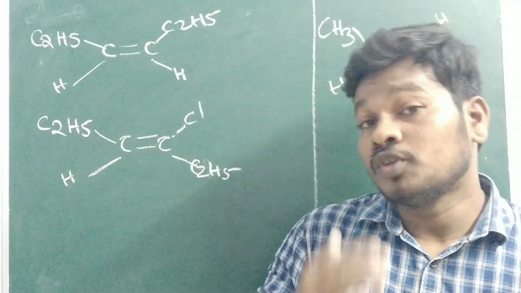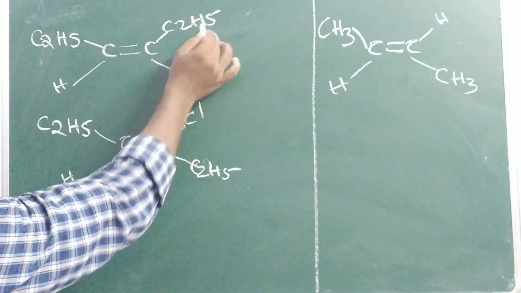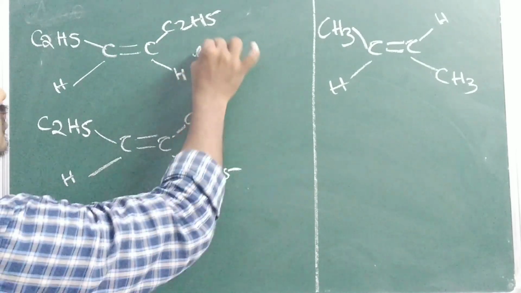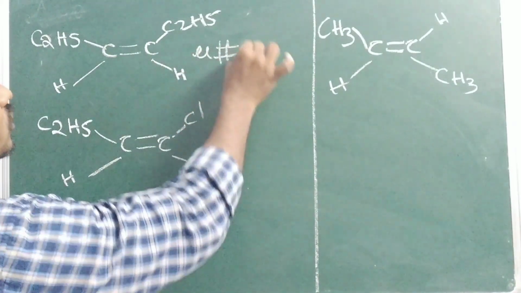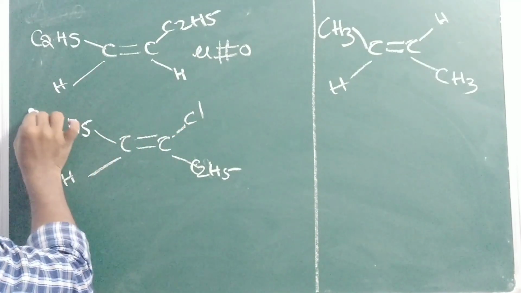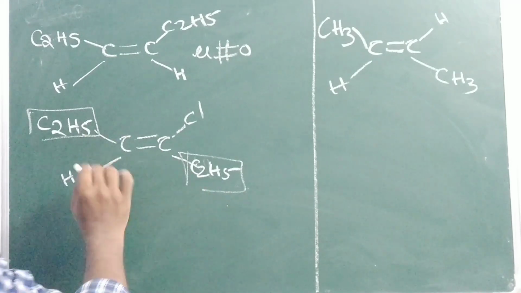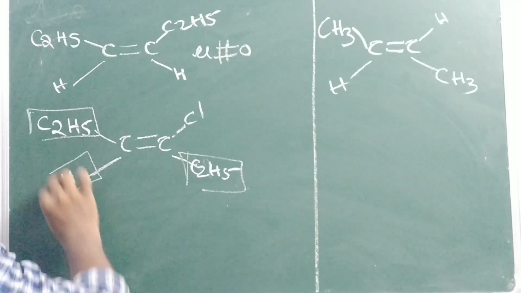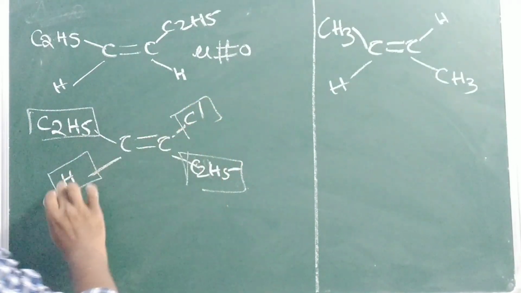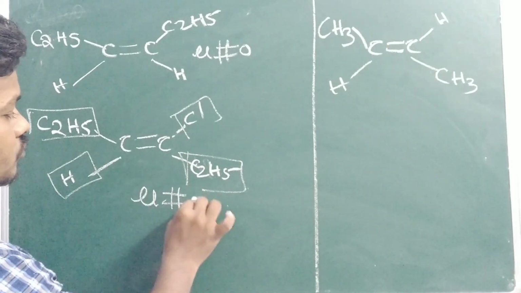Among the following, which has the 0 dipole moment? Now you can see C2H5, C2H5 on the same side, and hydrogen, hydrogen. So this is a cis, mu not equal to 0. Same side and opposite side are there, and only then will they cancel each other. So C2H5 has C2H5 on the opposite side, and they will cancel. But you can see hydrogen on this side and chlorine on the other, so mu not equal to 0.